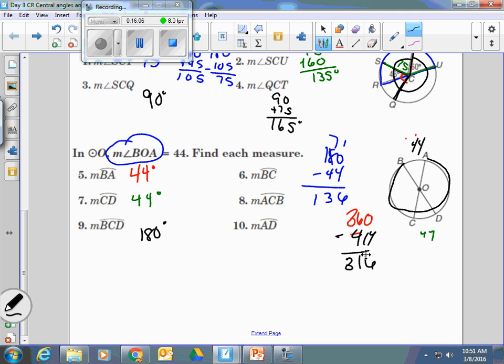And then the last one says, how big is AD? 136. Excellent job.